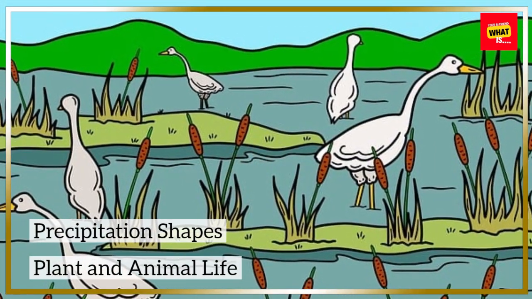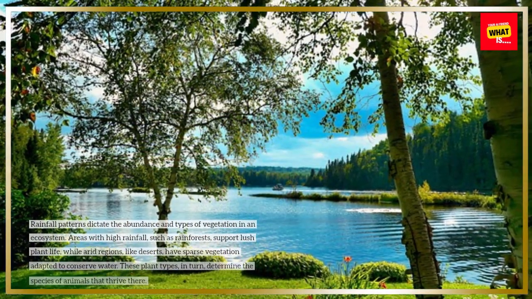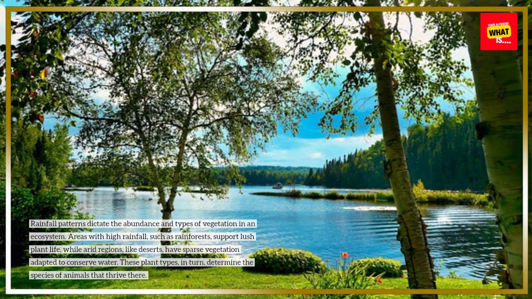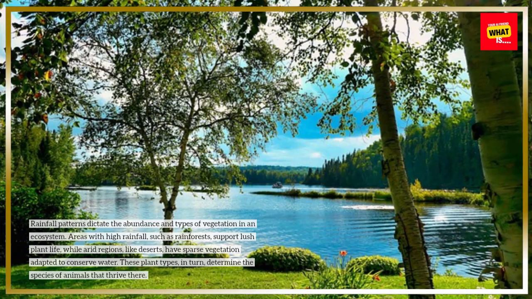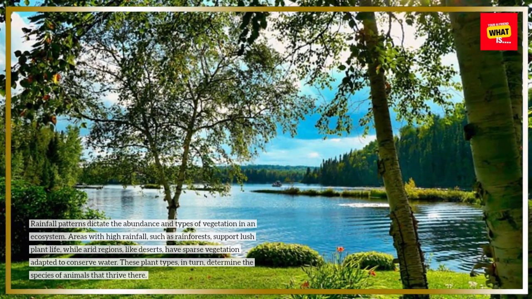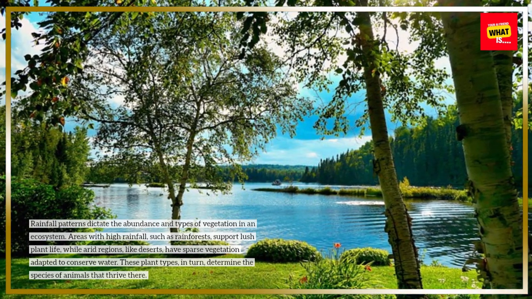Precipitation shapes plant and animal life. Rainfall patterns dictate the abundance and types of vegetation in an ecosystem. Areas with high rainfall, such as rainforests, support lush plant life, while arid regions, like deserts, have sparse vegetation adapted to conserve water. These plant types, in turn, determine the species of animals that thrive there.